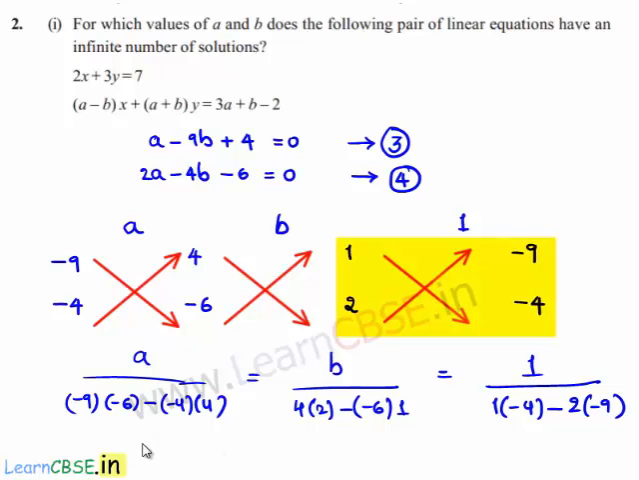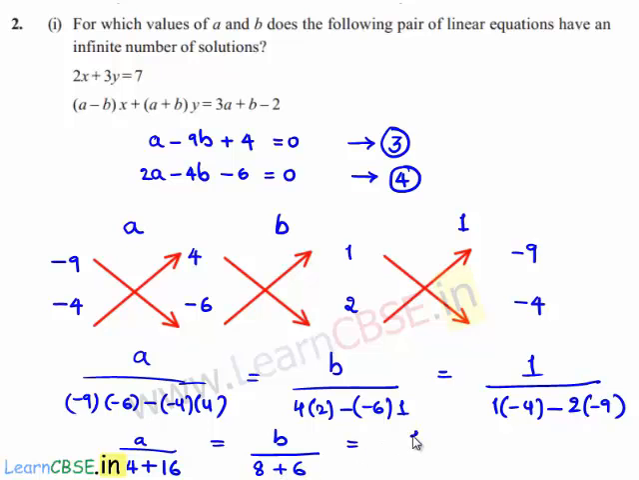Now this becomes a divided by minus 9 multiplied by minus 6 is plus 54, and minus of minus is plus, 4 multiplied by 4 is 16. This is equal to b divided by 4 multiplied by 2 is 8, minus of minus is plus, this becomes plus 6, which is equal to 1 divided by minus 4 and minus of minus is plus, 2 times 9 is 18.